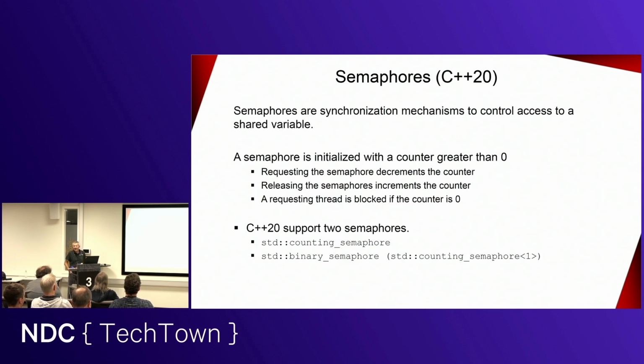We have semaphores in C++20. Let me do it differently. Requesting a semaphore decrements the counter, releasing the semaphore increases the counter, right? And here's the interesting point. The requesting thread is blocked if the counter is 0.